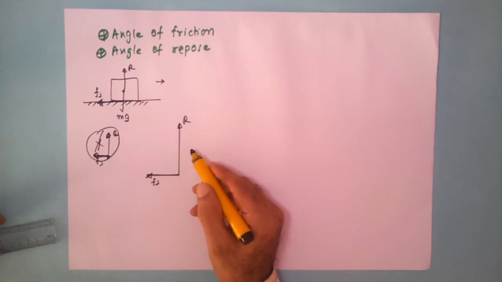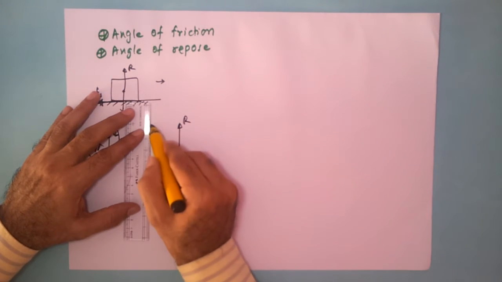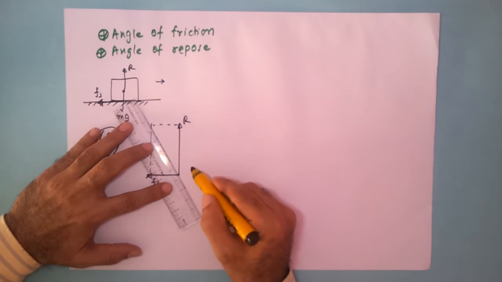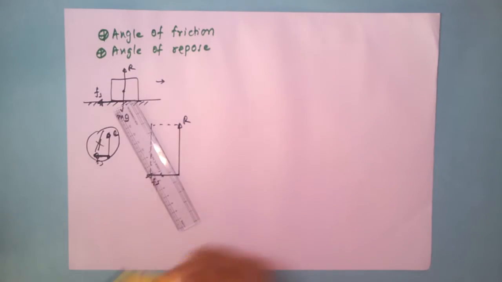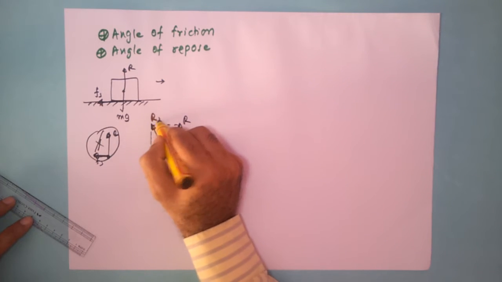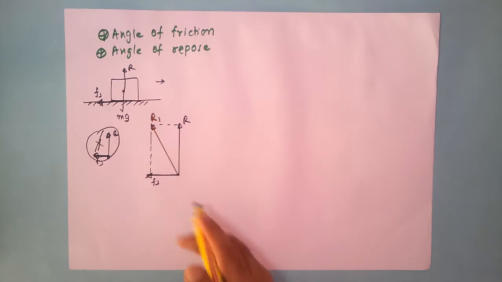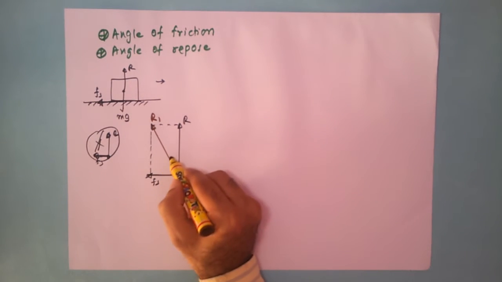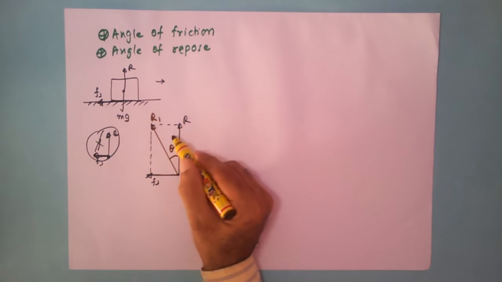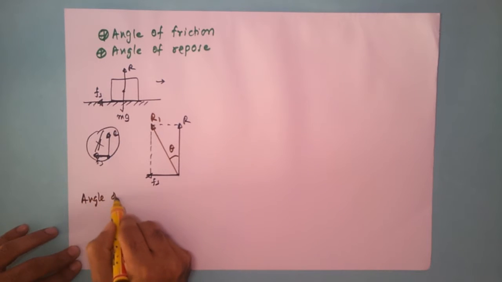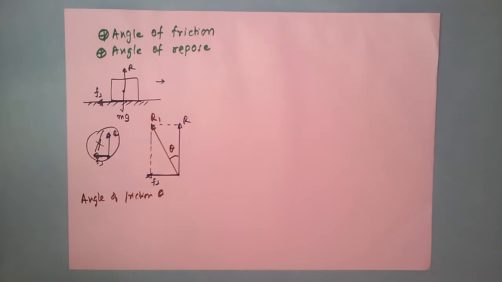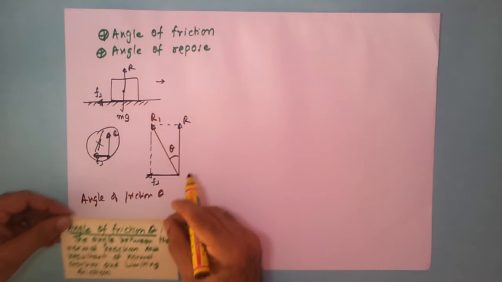And if I want to find out the resultant of these two forces, I'll complete a parallelogram like this, and then this particular vector, which I call R1, would represent the resultant of these two forces, Fs and R. And this particular angle theta, the angle between the normal reaction and the resultant, is known as angle of friction. So angle of friction theta, this is what angle of friction is.